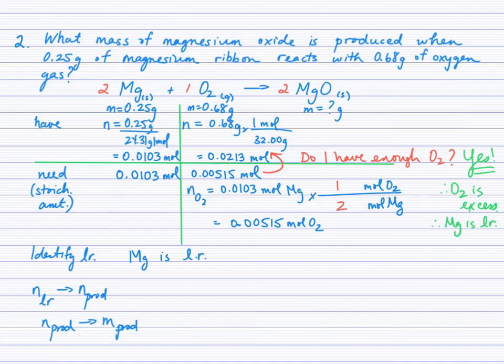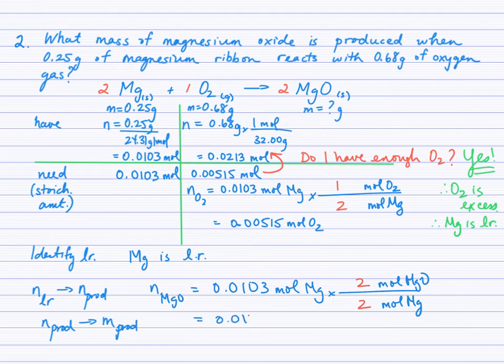So I'm going to find the moles of the product, the moles of MgO, starting with the 0.0103 moles of the limiting reagent, the magnesium. So again, mole ratio step will take us from moles of magnesium to moles of magnesium oxide, and it turns out that that ratio is 2 to 2. And so we have the same number of moles of magnesium oxide as we did magnesium.